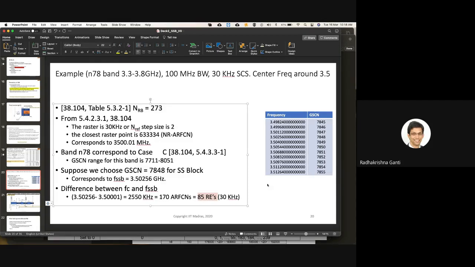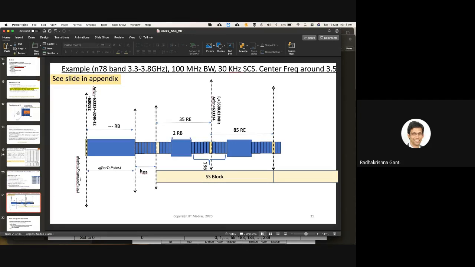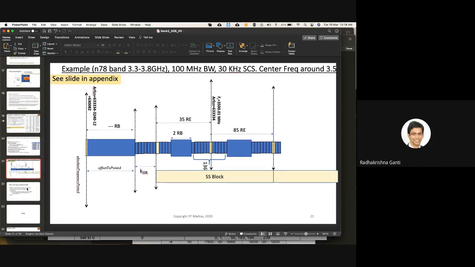Okay, so you can do this calculation. I just sat down and did this calculation, and you can see what is the closest GSCN that maps to this frequency. For this particular case, it turns out to be 7848. Yes, I think we can skip this slide. The same thing I was just telling you.